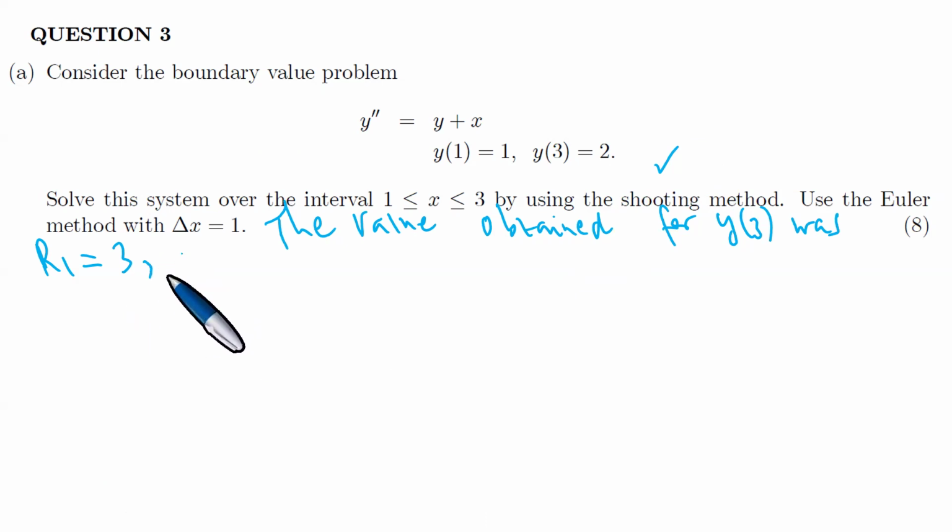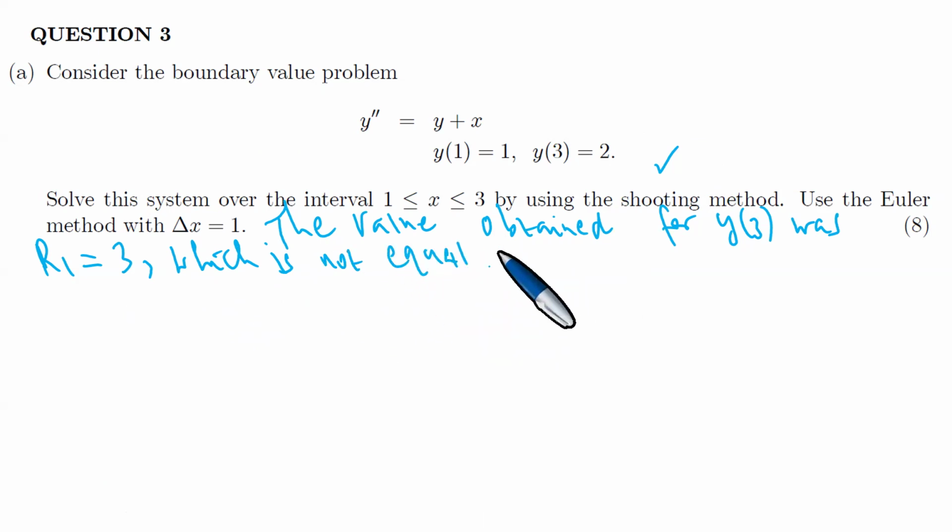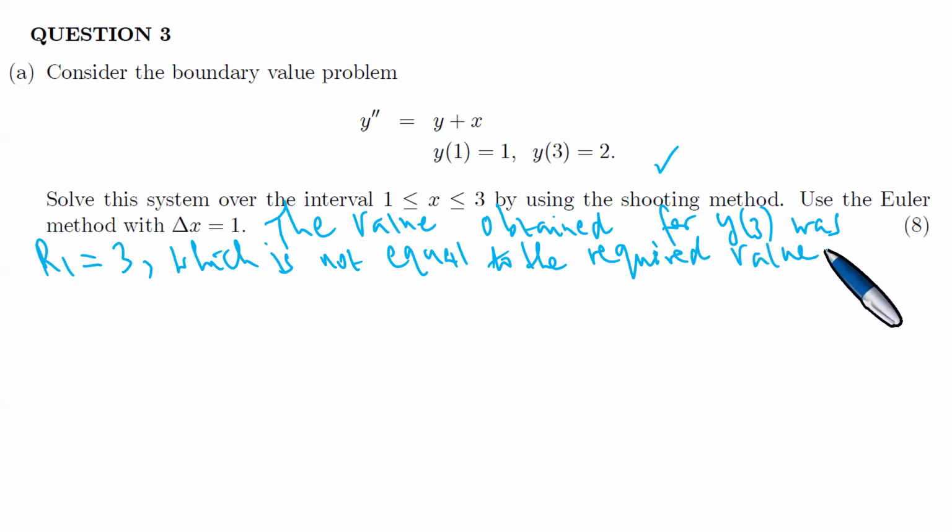But this R1 equals 3, we note that it is not equal to the required value, D equals 2. It is not equal to the required value D equals 2, because this is the value.